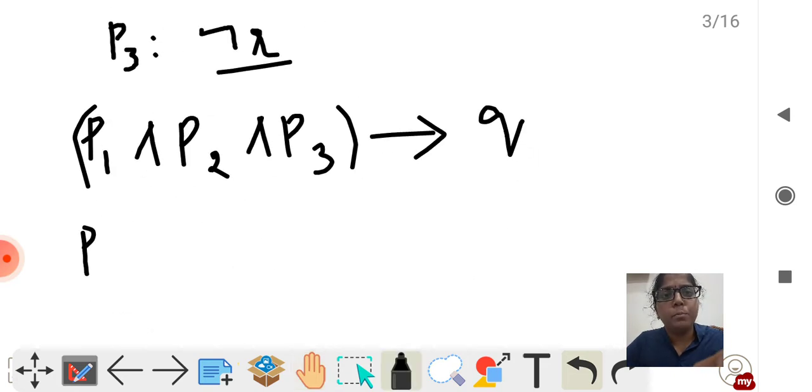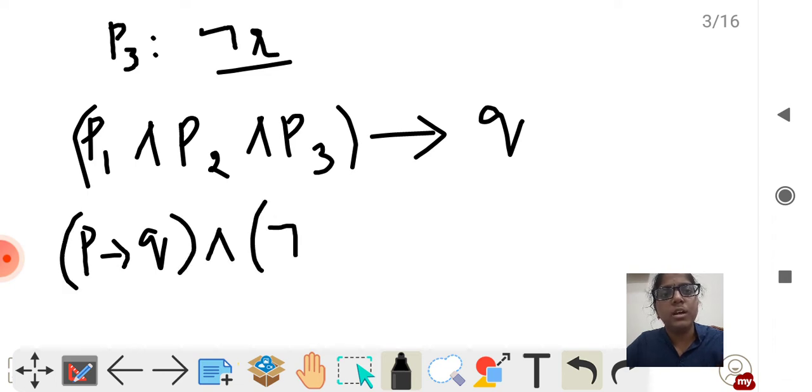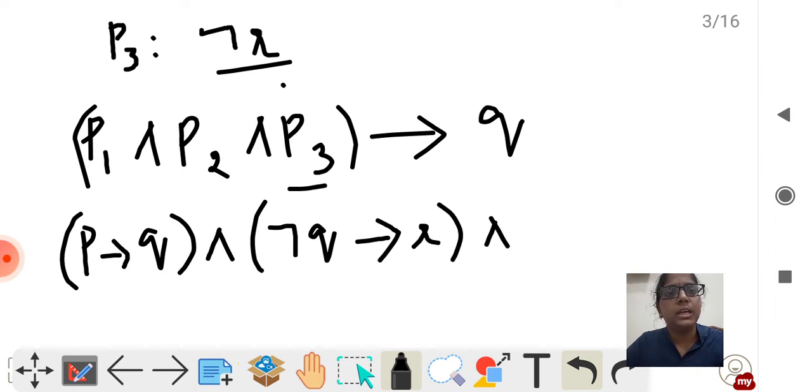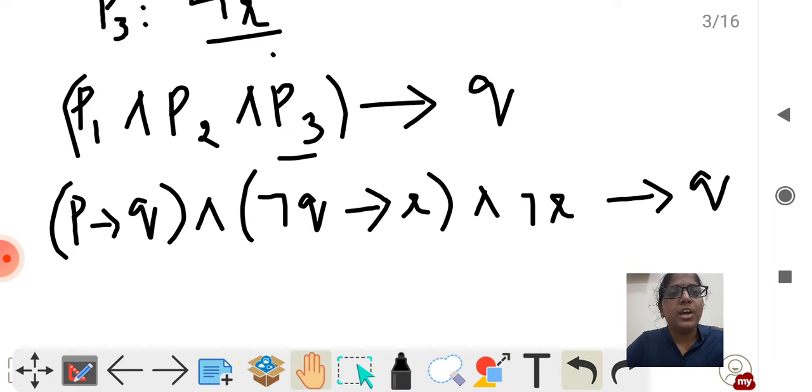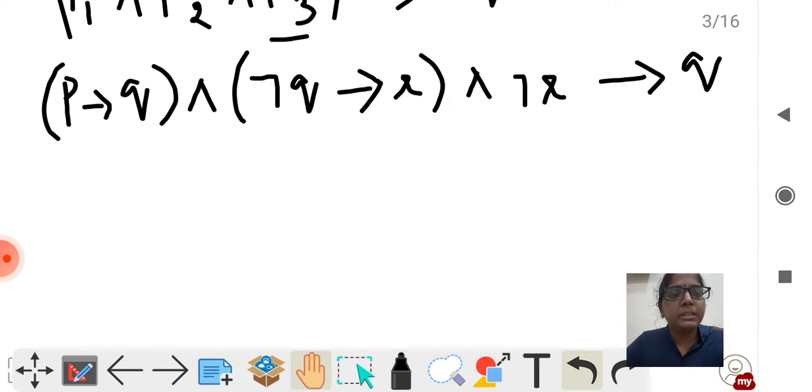So P1 is P implies Q, and P2 is negation Q implies R. And what is P3? It is negation R implies Q. What does this mean? Here you have the premises and you have the conclusion. This is known as an argument.